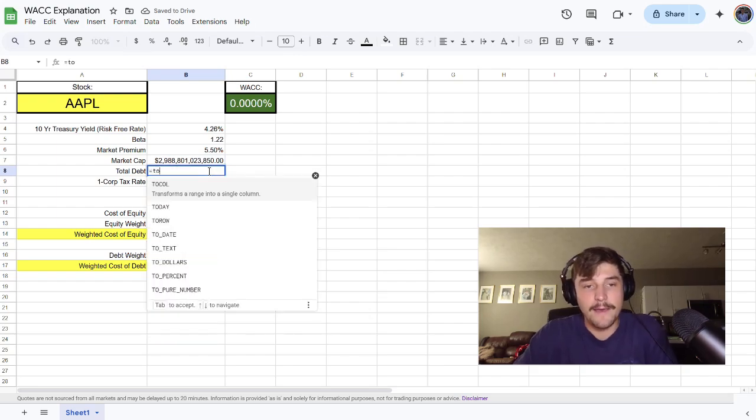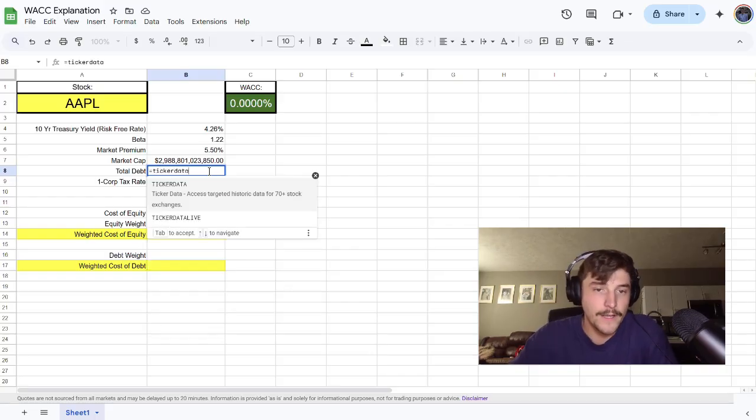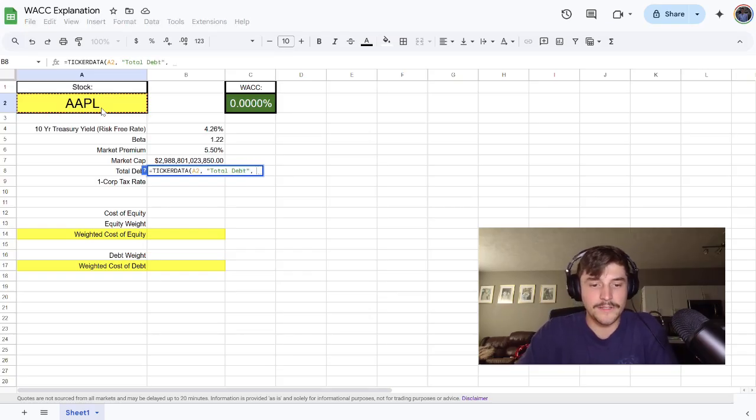And then for total debt, you can pull this from Yahoo Finance, but I have a service called Ticker Data that automatically shovels this into Google Sheets. So I'm going to go ahead and do that. It does cost money, but it's not much. It's like 12 bucks a month, and it's so worth it, especially if you're doing a lot of valuations.